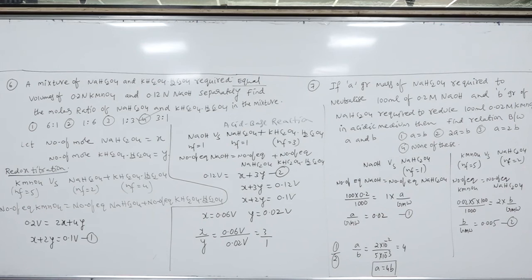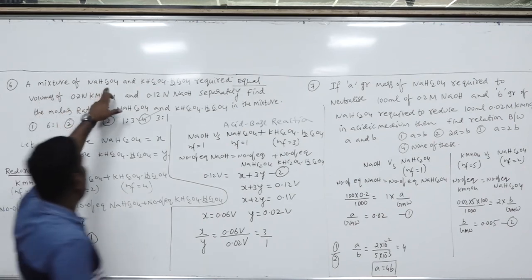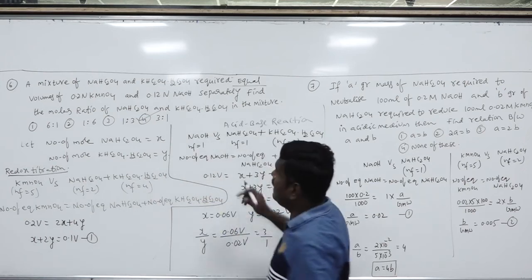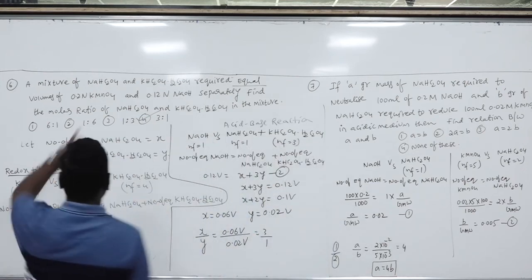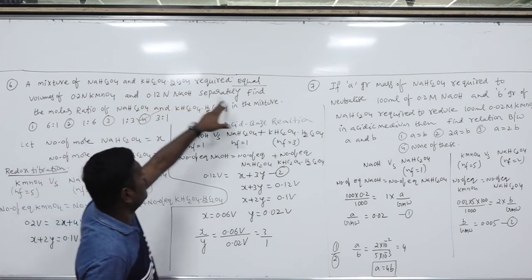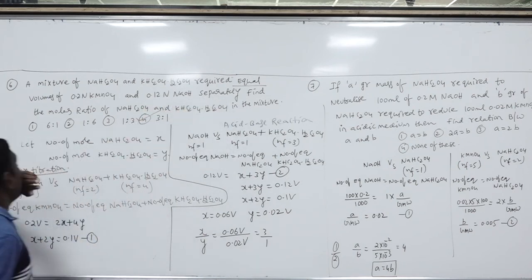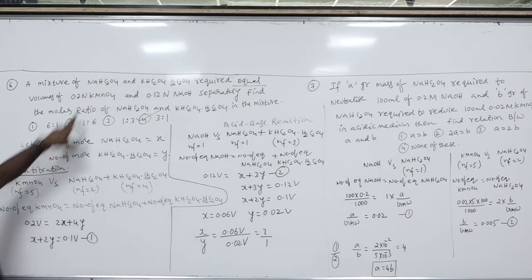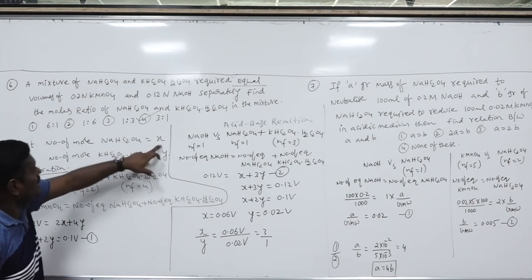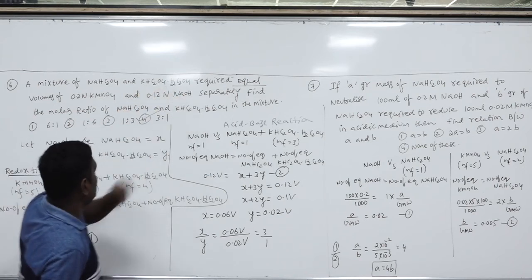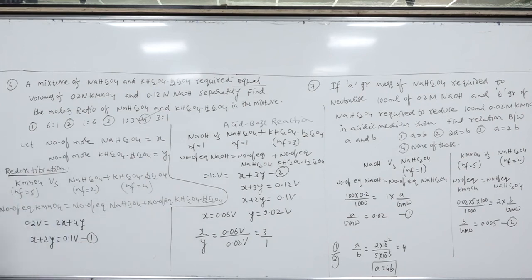Now the next problem. A mixture of sodium hydrogen oxalate and potassium hydrogen oxalate, oxalic acid, required equal volumes of 0.2 normal KMnO4 and 0.12 normal NaOH separately. Then find the mole ratio of these two substances. Let's suppose the number of moles of sodium hydrogen oxalate is x, and the number of moles of potassium hydrogen oxalate, oxalic acid, is y.